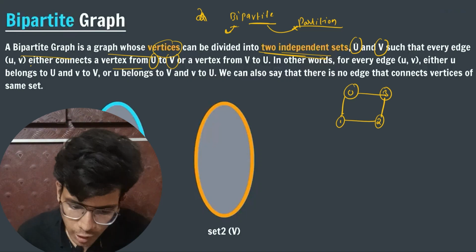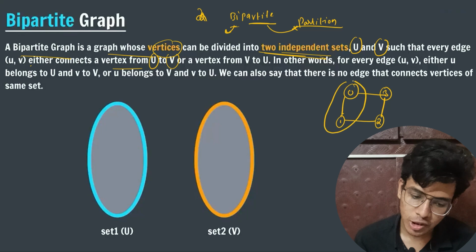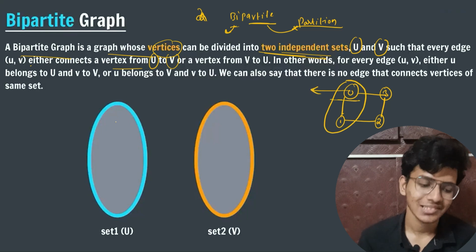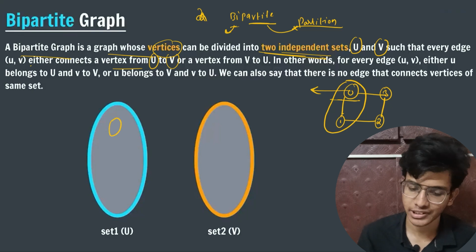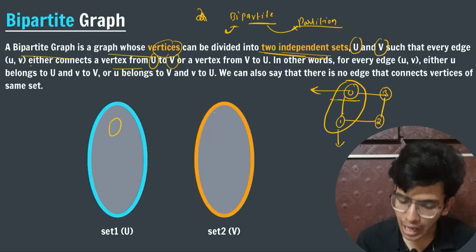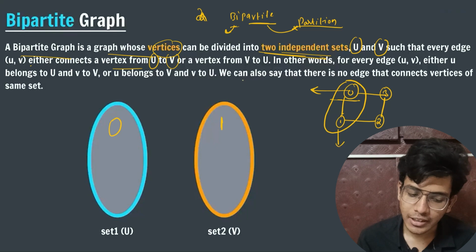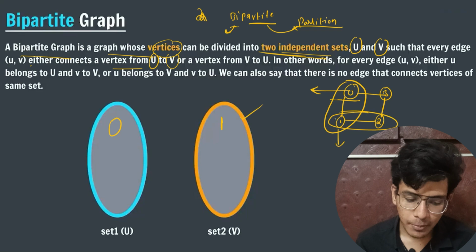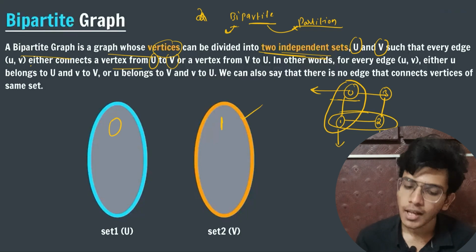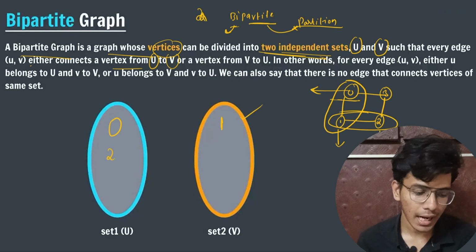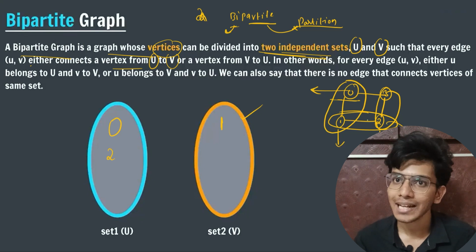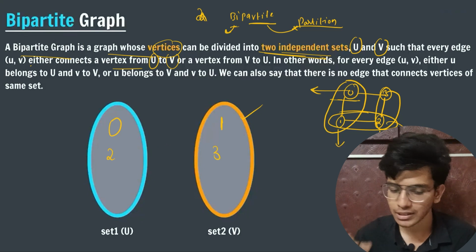Okay, so let us say I am taking these two sets. I will add my 0 node in set 1. Then I should add my 1 node in set 2. Now if I consider 2, 1 is already present in set 2, so I should add 2 in my set 1. After that, 2 is already present in set 1, so I should add 3 in set 2. So I will add 3 in this.